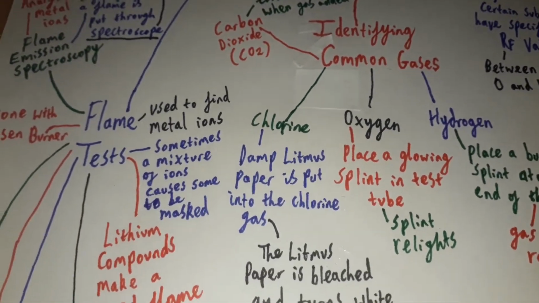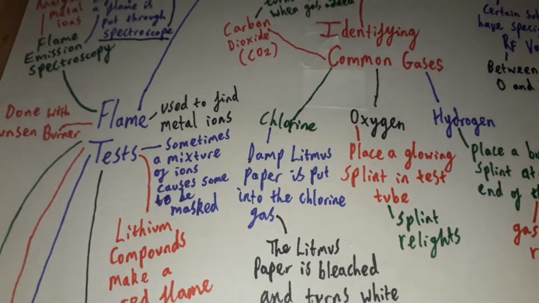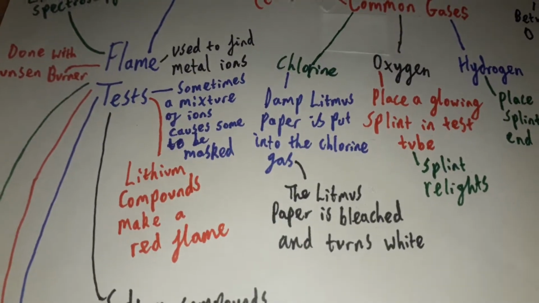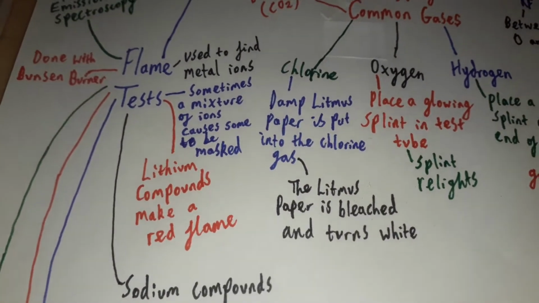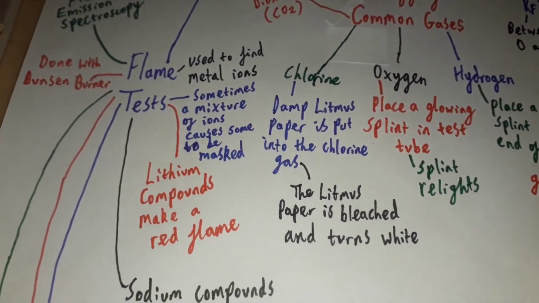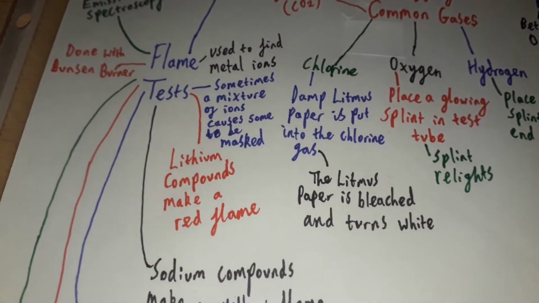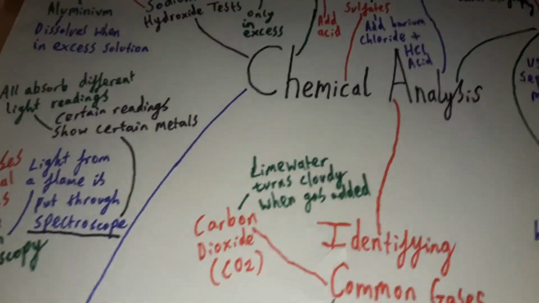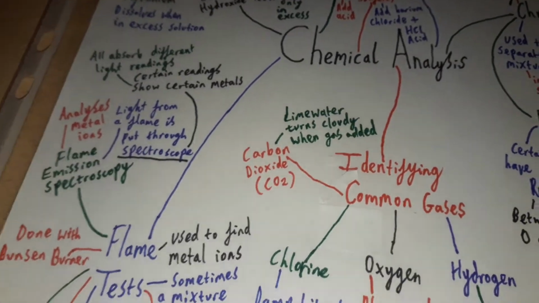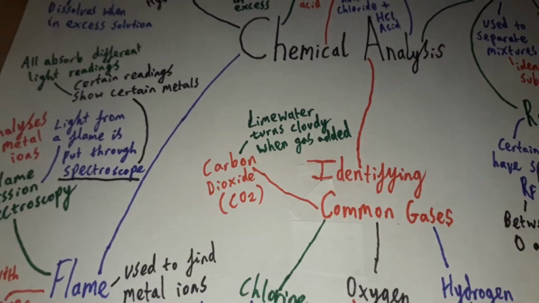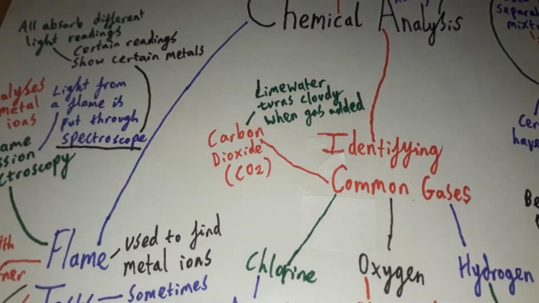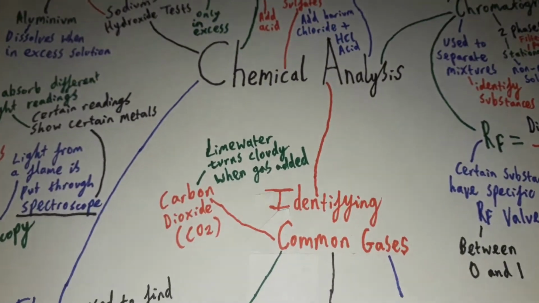So we can test for chlorine by getting damp litmus paper and putting it into the chlorine gas. And the thing is, if it's real chlorine gas, then the litmus paper is bleached and turns white. So that determines its presence. So next, let's look at carbon dioxide. If carbon dioxide is present and we put it into lime water, the lime water will turn cloudy and get a load of bubbles. So that's how we know it.